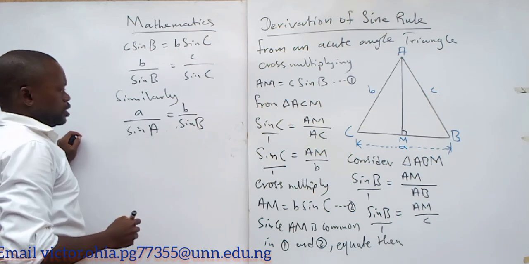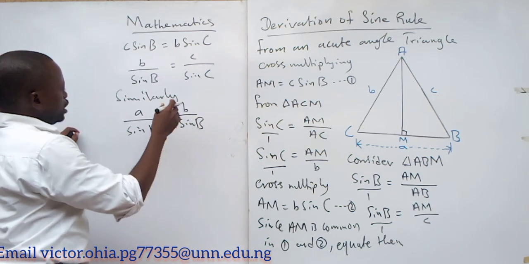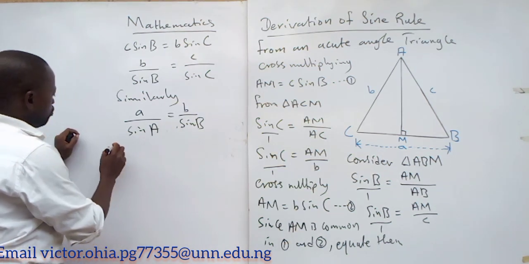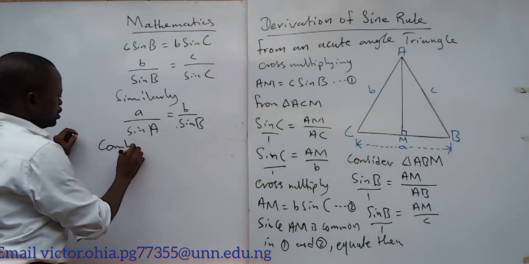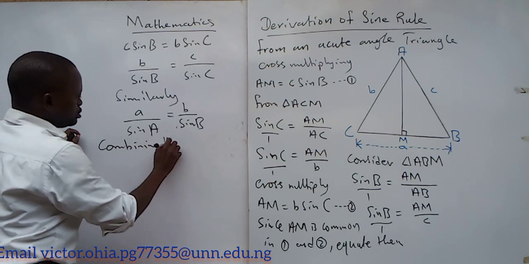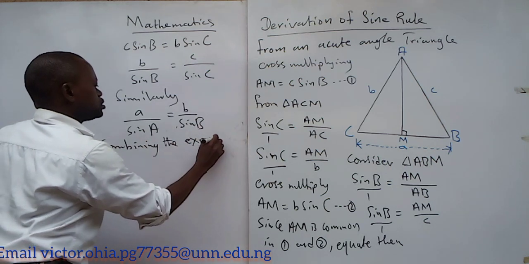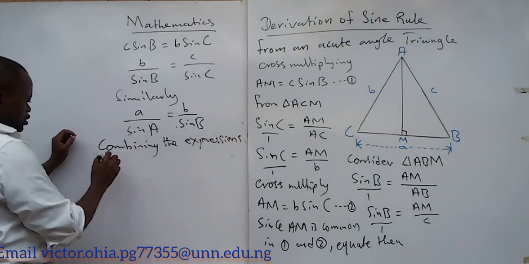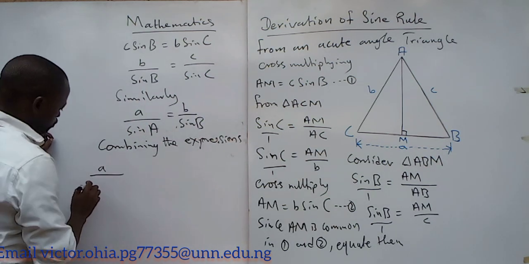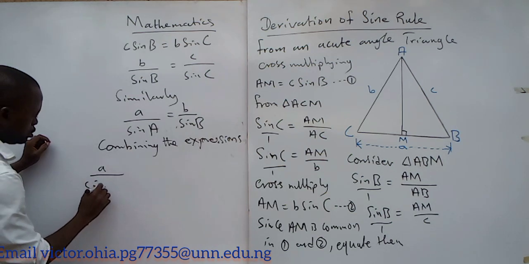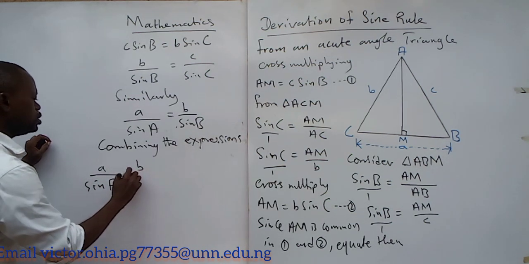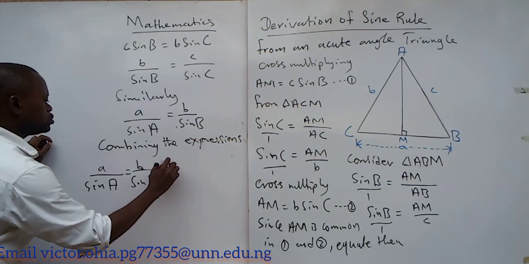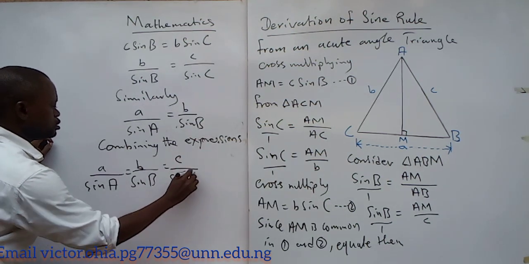Okay. And if we look at this and this, we can now combine them. We can say combining the expressions, we can have that A over sine of A is equals to B over sine B equals to C over sine C.